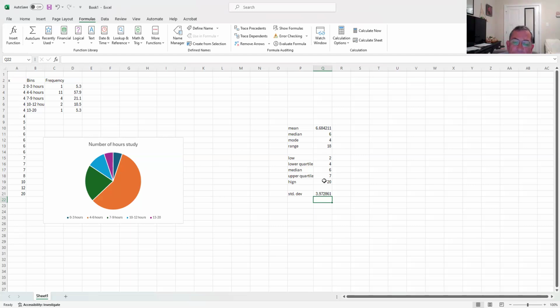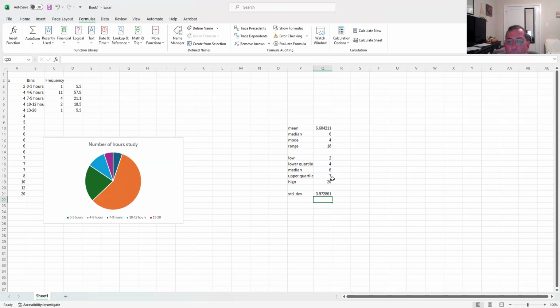Okay. And that's basically what the 5-number summary is telling me. That I had a low of 2, a high of 20. My middle was 6. Well, we got that up here, right? Our median was 6. So the 5-number summary is just a basic repeat of that median. Of my people that spent less than 6 hours, on average, they spent 4 hours. That's the lower quartile. And on my people that spent more than 6 hours studying, my upper quartile, they spent on average 7 hours.